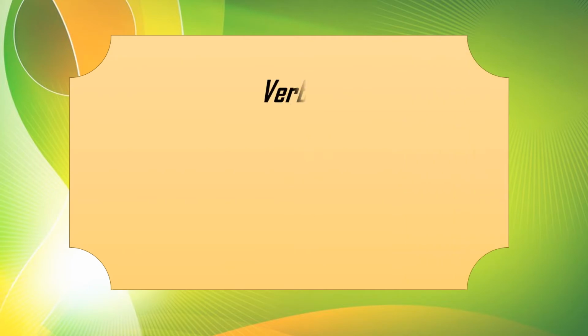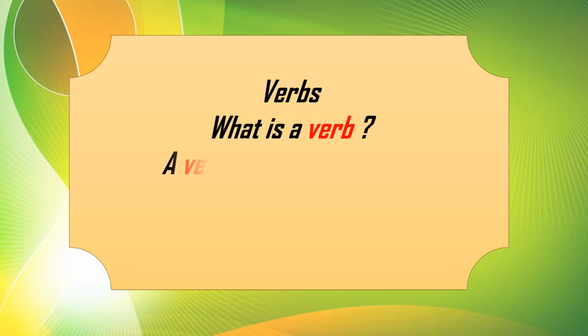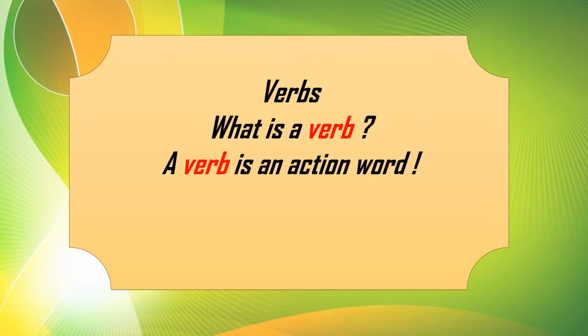So children, before moving to auxiliary verb, we will just revise what is a verb, which we have learnt in our earlier standards. So, what is a verb? A simple definition, very simple definition. A verb is an action word. As you all know, whatever action we do, the word which defines those actions is known as a verb. So in simple words, a verb is an action word.